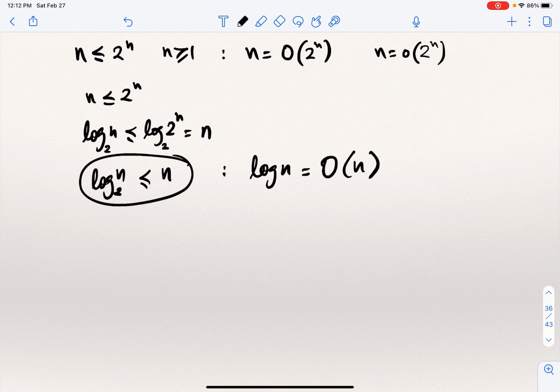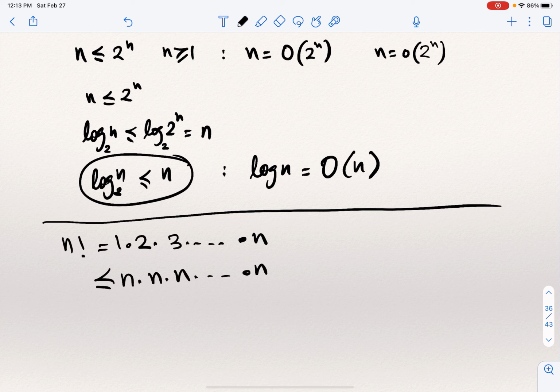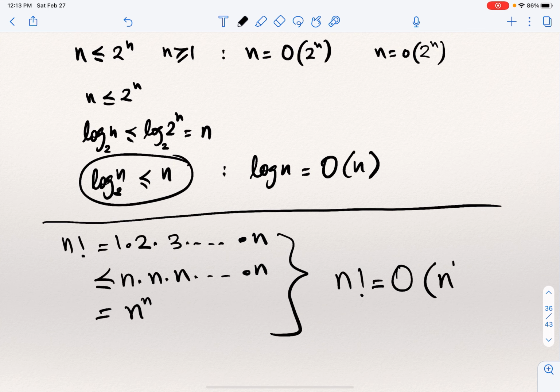So if we have two algorithms, one takes O of n, one takes O of log n, we prefer the log n. In fact, if you have a log even on a very large number, log can in a sense destroy a very large number. So for example, let's look at factorial. Factorial is 1 times 2 times 3 all the way to n. Now this is smaller than or equal to n times n times n times n, because 1 is smaller than n, 2 is smaller than or equal to n, 3 is smaller than or equal to n, and so on, which equals n to the n. So from this, we know that n factorial is O of n to the n.